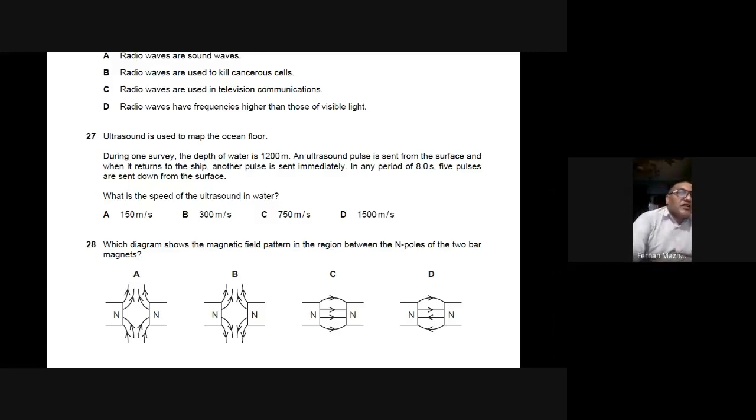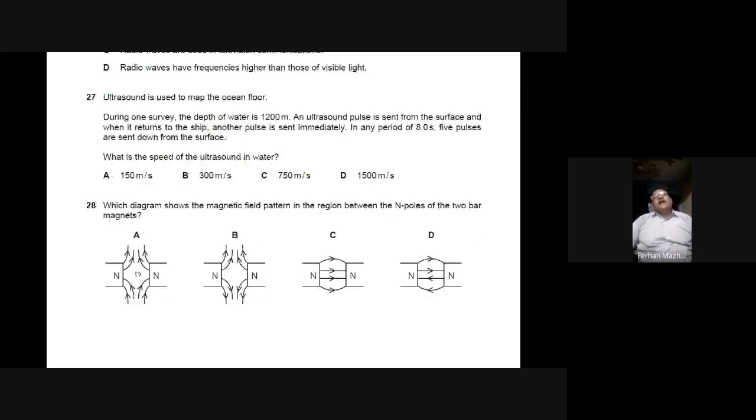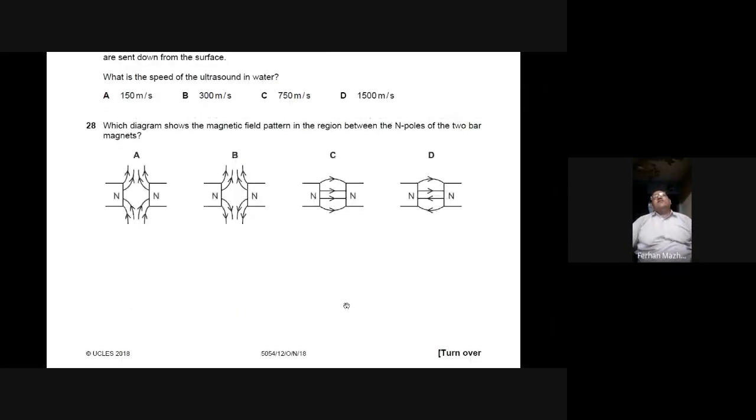D is the option. Question number 28 is on your screen. The diagram shows the magnetic field pattern in the region between the north poles of two bar magnets. North pole and north pole are facing each other. The magnetic lines come out of the north pole. When you face a north pole and a north pole, the magnetic lines will be coming out from both. The magnetic lines do not intersect. So B is the right option for question number 28.